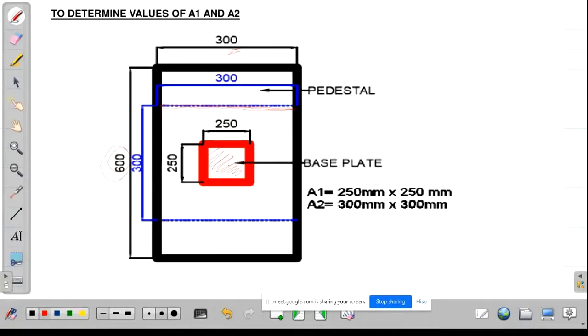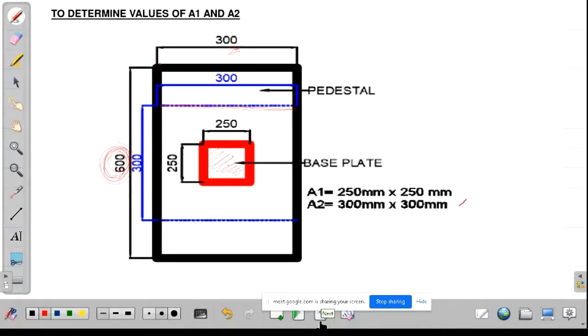Ito kasi 600 ang minaximize ko. Pag 600 ang minaximize ko, hindi siya pasok dito sa ating width ng ating pedestal. Hanggang 300 lang tayo. Okay? So, maximize ko lang yung area 2. So, yung area 2 natin is 300 by 300. Yung area 1 natin is yung in contact, that is 250 by 250.